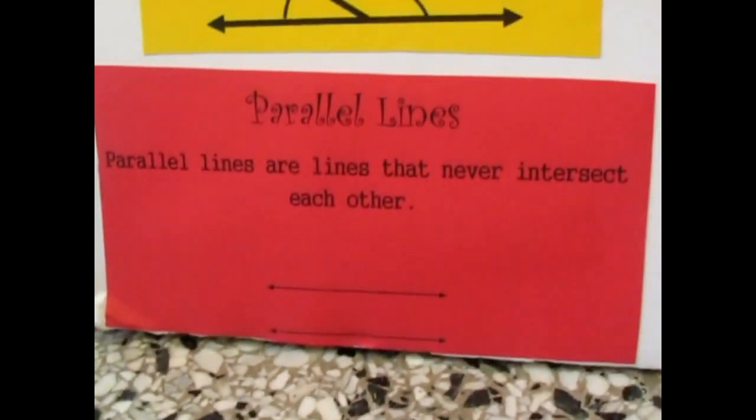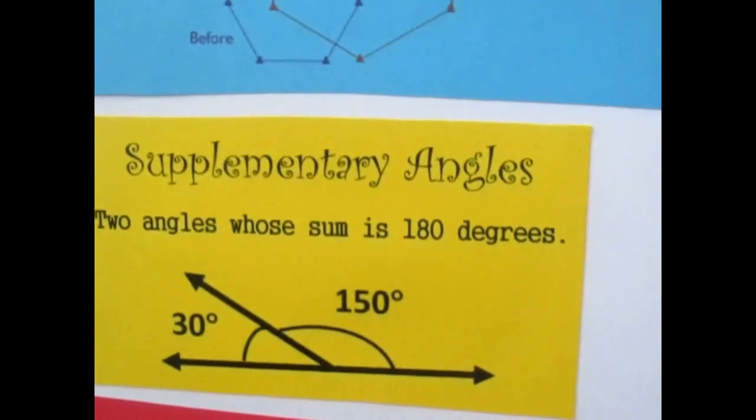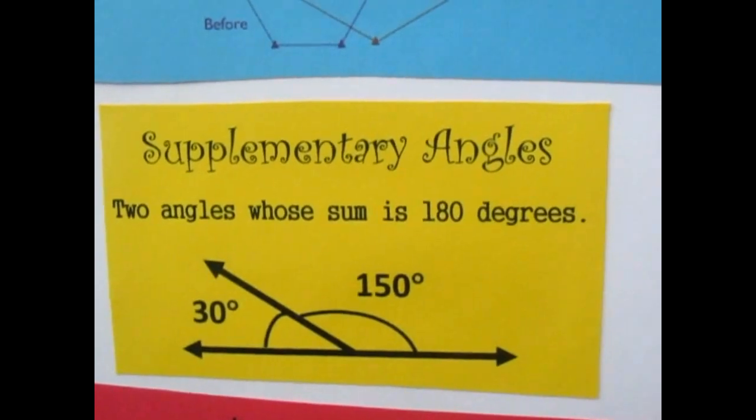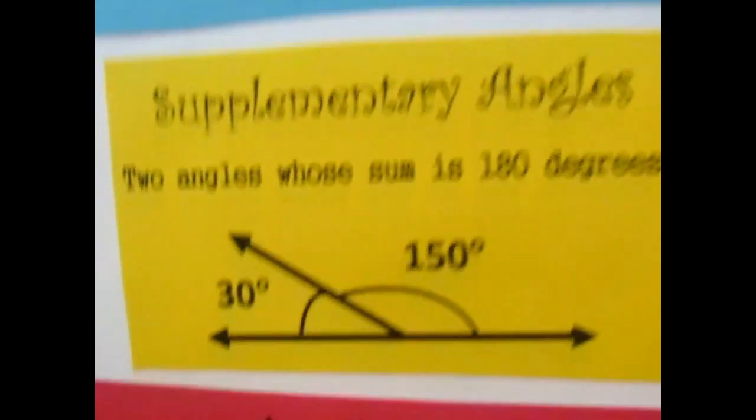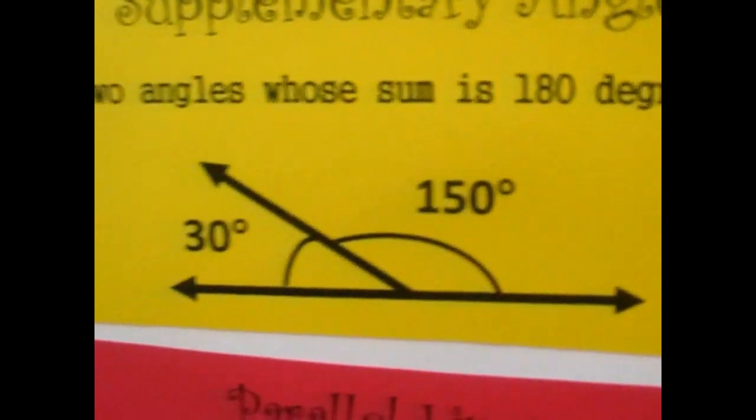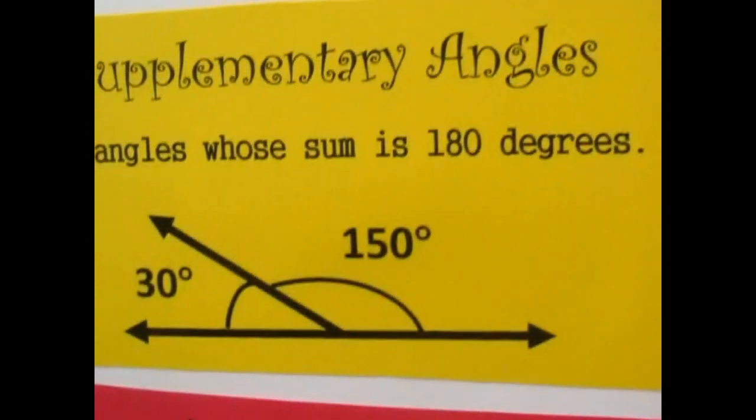Parallel lines. Parallel lines are lines that never intersect with each other. That would be an example of parallel lines. Supplementary angles. Angles whose sum is 180 degrees. If you add 150 degrees plus 30 degrees, you would get 180 degrees.